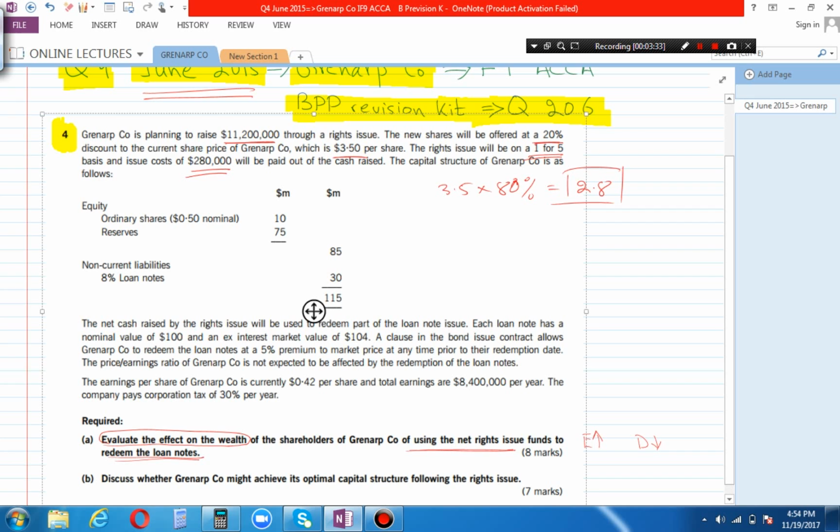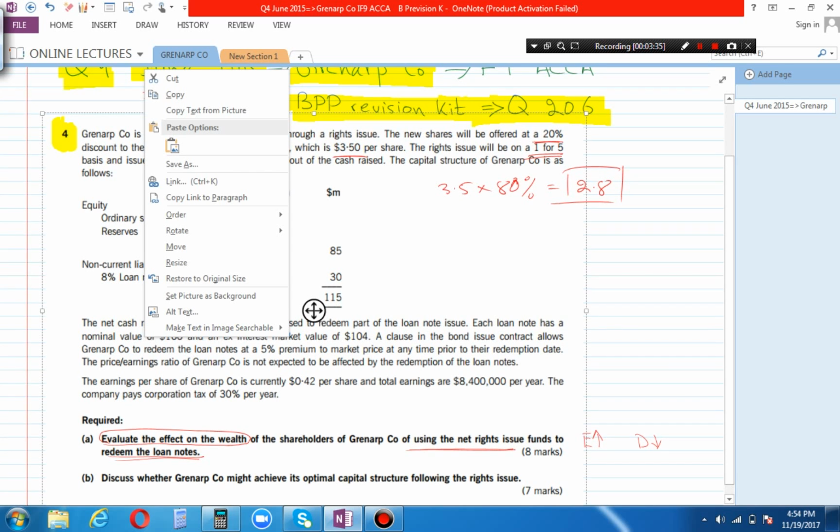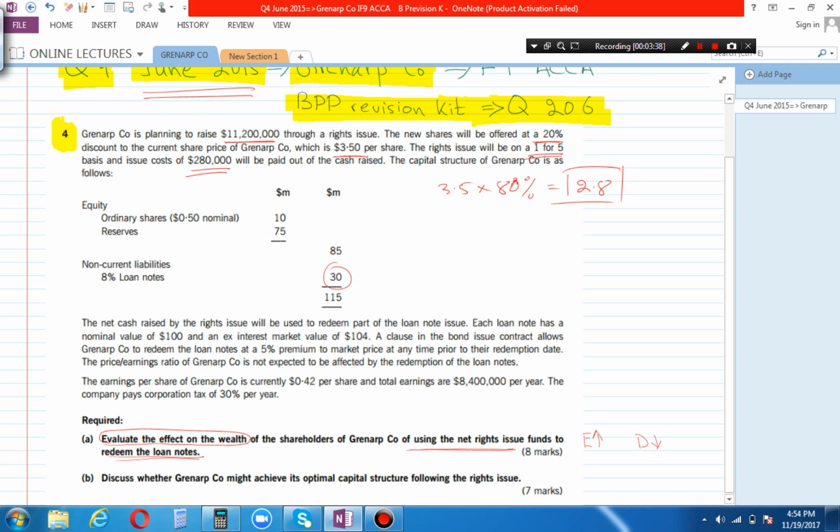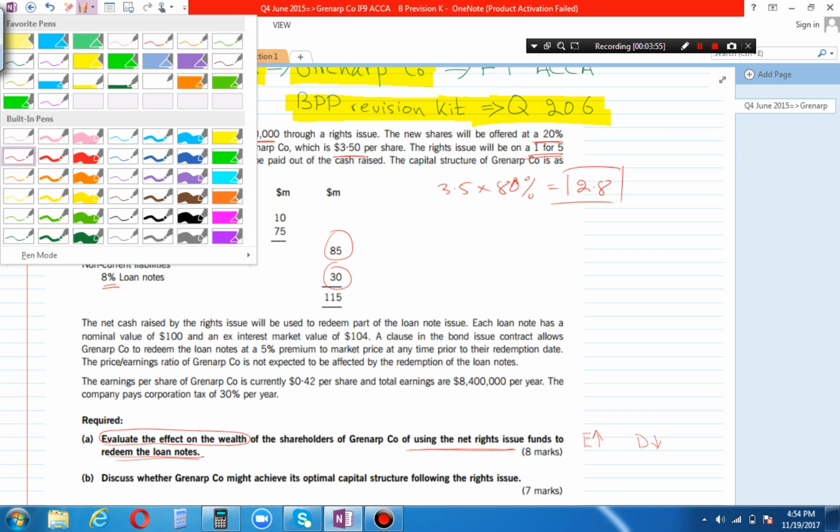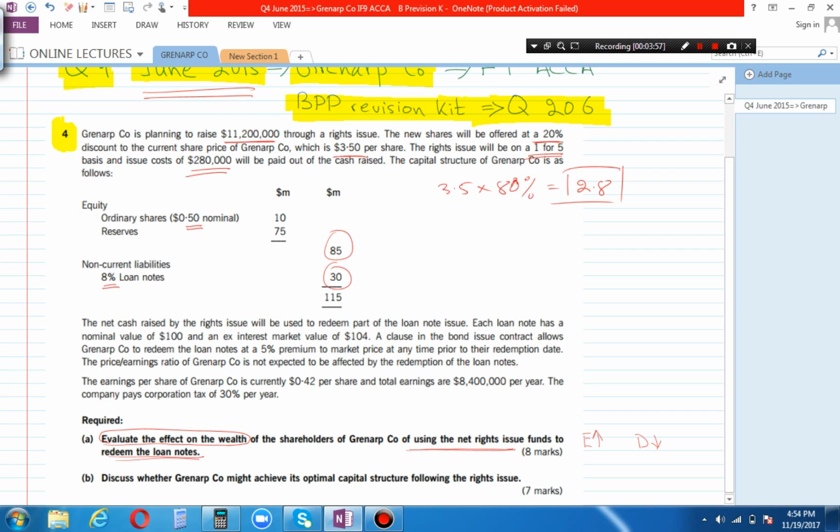Now we are given the balance sheet extract. We can see that the current level of debt finance is 30 million, and the current level of equity finance is 85 million, book values, right? 8% loan note, so the interest rate is 8%, and 0.50 is the nominal value of the ordinary share. If you are using your BPP revision kit, then there is a typing error in that: they have not given you the nominal value of $0.50, and also they have not given you the 8%. So if it is missing, then you can write it down.